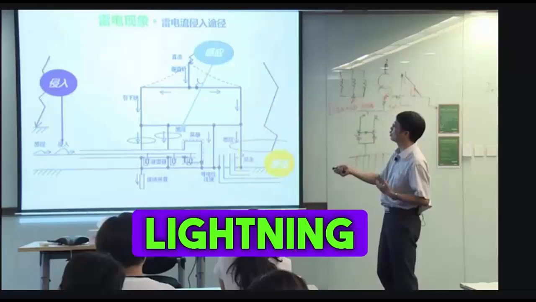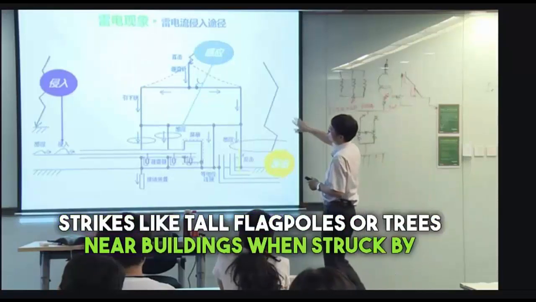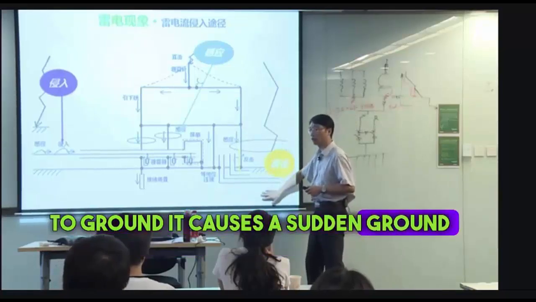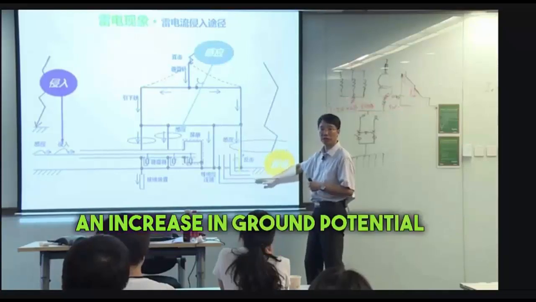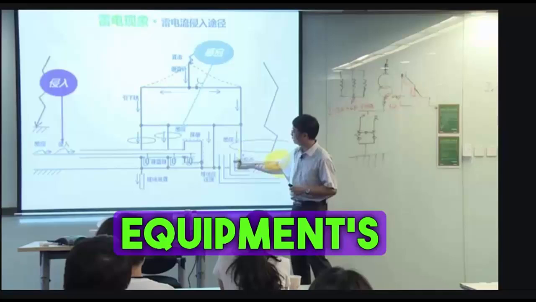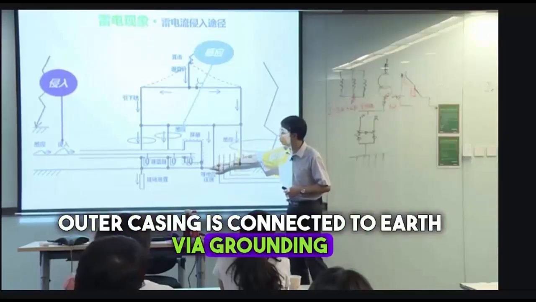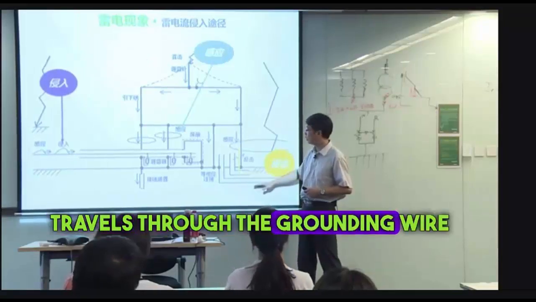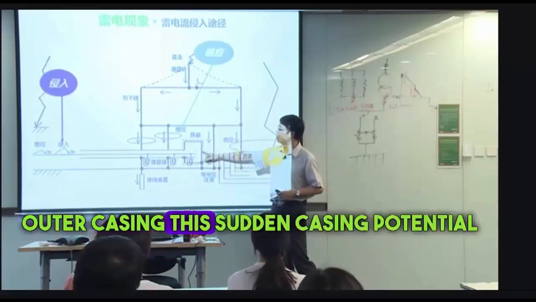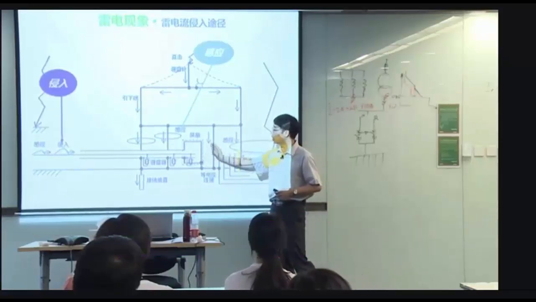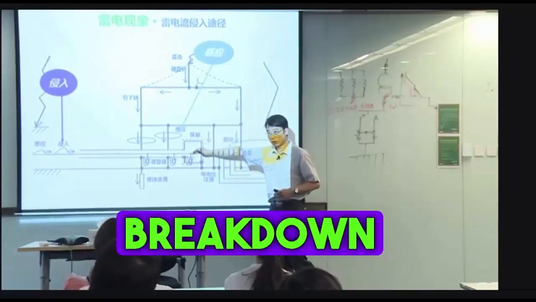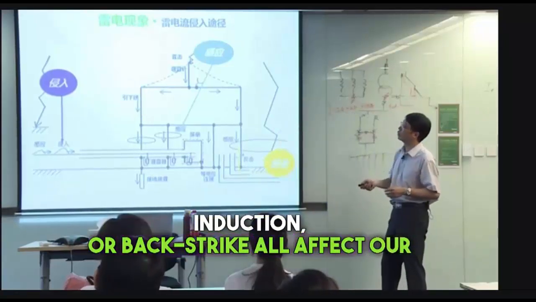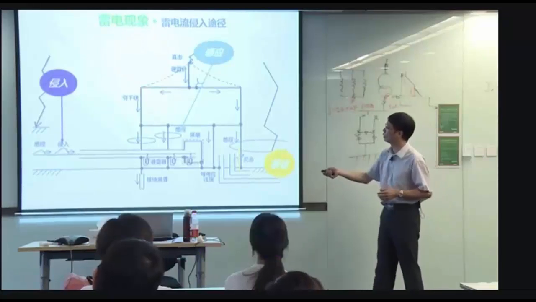There are also nearby lightning strikes, like tall flagpoles or trees near buildings when struck by lightning. As large currents discharge to ground, it causes a sudden ground potential rise, and our electrical equipment's outer casing is connected to earth via grounding. So the sudden ground potential rise travels through the grounding wire to our equipment's outer casing. This sudden casing potential increase stresses the equipment's insulation, causing reverse breakdown. This effect is called backstrike, so intrusion, induction, or backstrike all affect our equipment, especially sensitive electronic devices, causing significant harm.